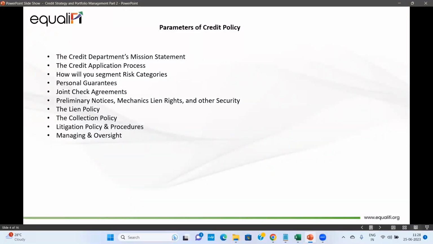Next is joint check agreements. So there could be multiple agreements. Loan agreement comes at the last stage. So before that, on what basis you are funding?